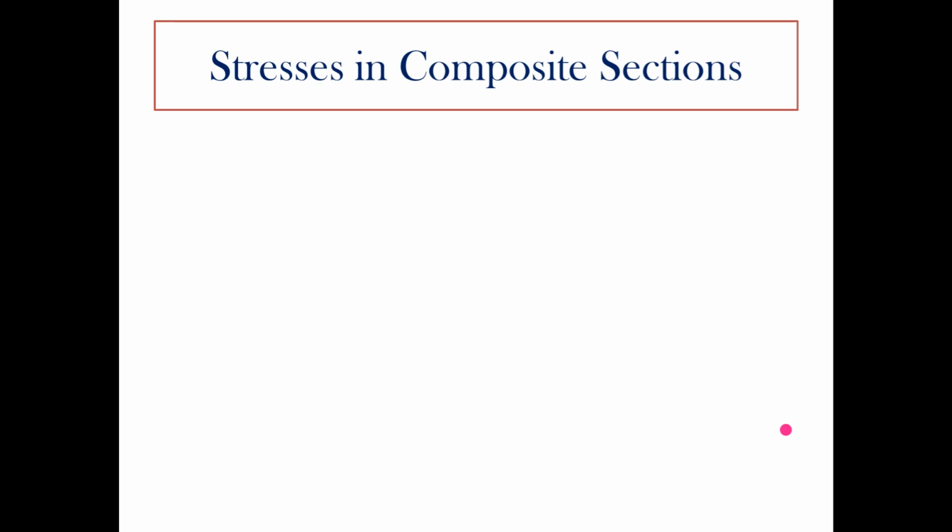Students, in the last lecture we learned about the stresses in composite sections. A composite section means a section or material made by the combination of two materials, for example concrete and steel. A column made of concrete and steel is an example of a composite section. In the last lecture we learned about the stresses developed due to load on that composite section.